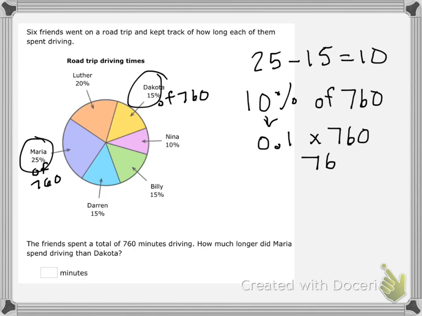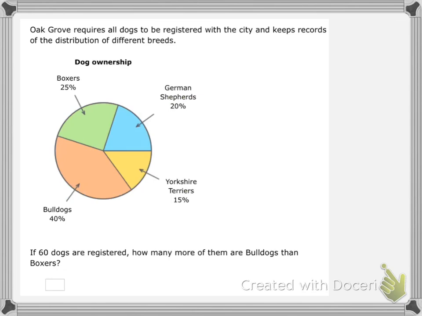All right, on to our next question. Again, another one with percents here. Oak Grove requires all dogs to be registered with a city and keeps records of the distribution of different breeds. So if 60 dogs are registered, how many more of them are bulldogs than boxers? So I'm going to use the strategy that I mentioned in the last question. I want to find 40% of 60. That'll tell me how many bulldogs there are, and 25% of 60, and then we'll subtract those two numbers of dogs.